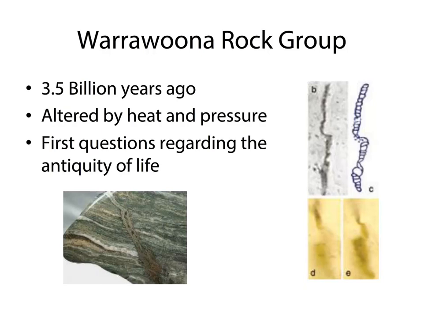Anyway, the outcropping of rocks is approximately 3.5 billion years old. Okay, realize that it's been altered by heat and pressure. So by the way, what type of rock does that make it if it's altered by heat and pressure? Metamorphic, right? Does that sound familiar? I hope.